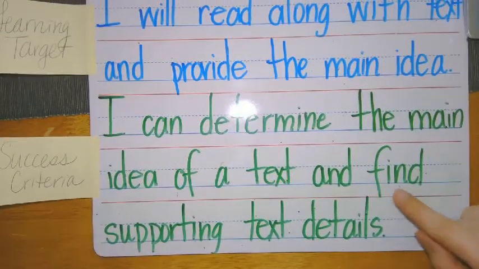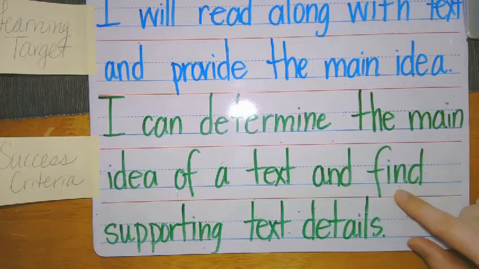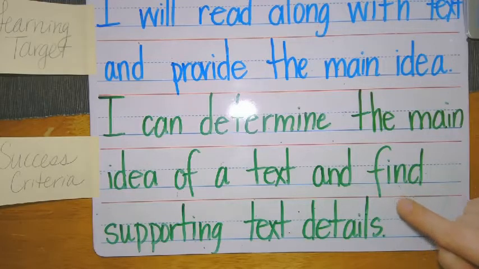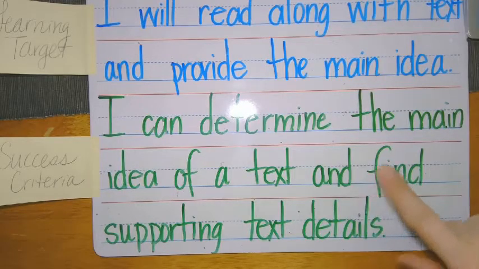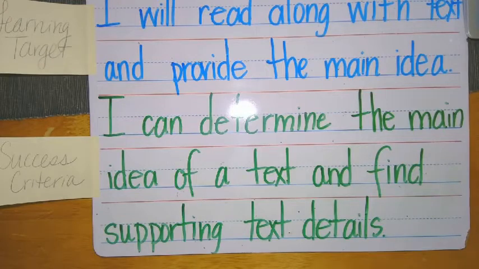So I want to focus on this particular word here, the word find. It can have a couple different meanings. So when I say the word find, that means that you can either look back into the text, use your eyes and your fingers to find that information, or even taking it a step further and writing down that information. Okay, any of those would apply here. So again, today we're going to focus on reading along with the text that I'm reading and providing the main idea, and being able to find, maybe with your finger, going back into the text, or even writing it down, any supporting details, more than one, plural.